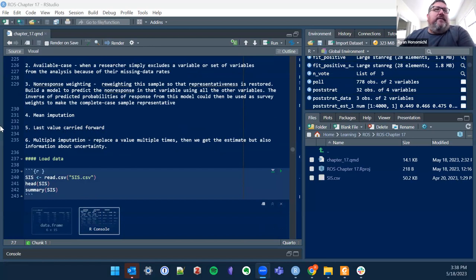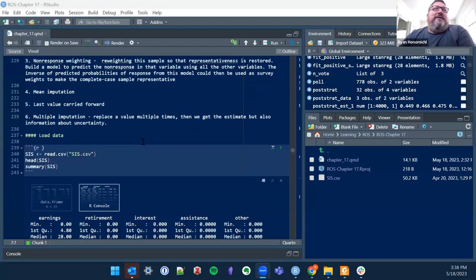And then the last one is the most advanced and probably modern, in terms of what is the gold standard, this idea of multiple imputation. So instead of just imputing one value and then plugging it into the missing.